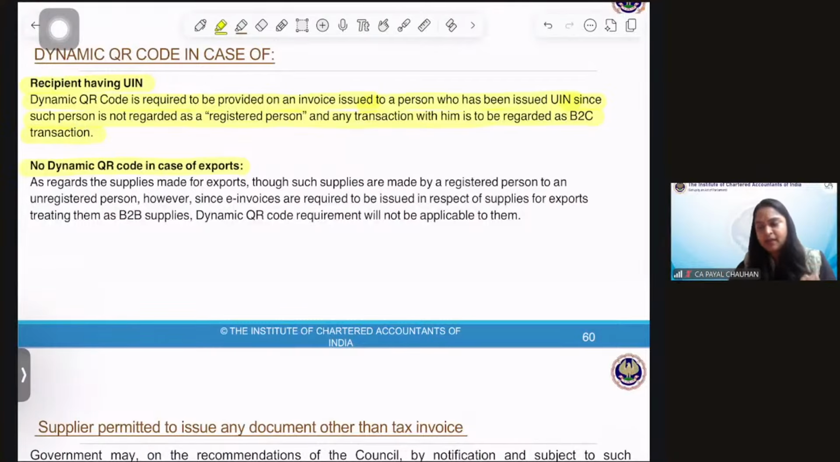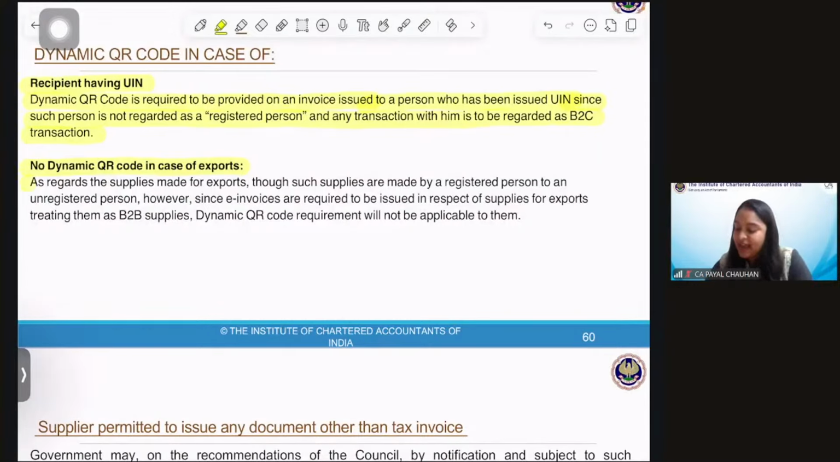Okay, can anyone tell me, is e-invoicing required in case of export? Perfect. Next question. Now tell me, when an e-invoice is issued by the portal, does it have a QR code? Then why is the dynamic QR code required? It already has a QR code. That's why for export cases, dynamic QR code is not required.